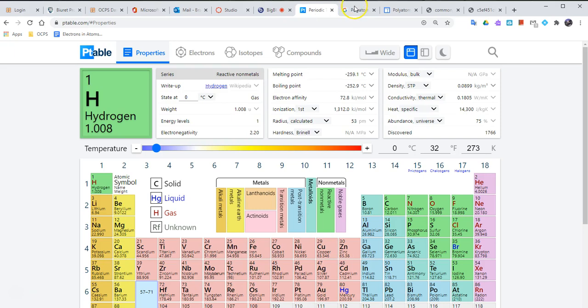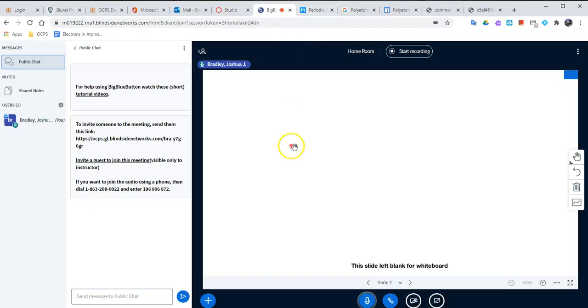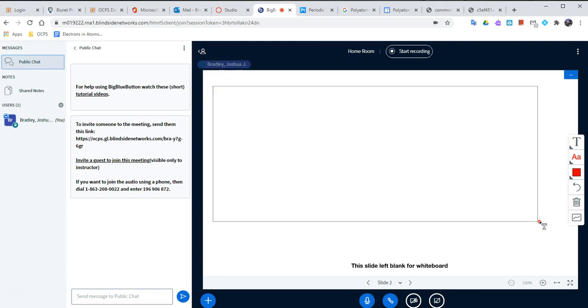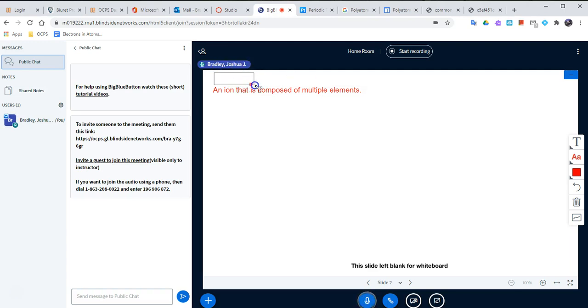Polyatomic ions are a new topic for us, and a new kind of ion that we're going to be working with. What we're going to do first is define what a polyatomic ion is. A polyatomic ion is an ion that is composed of multiple elements. So that's what a polyatomic ion is.